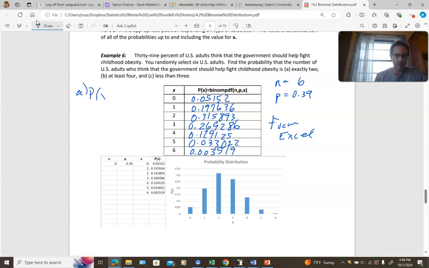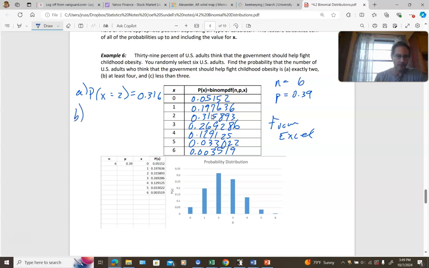All right, now to actually answer part A. The probability that x is equal to exactly 2, so that there would be exactly 2 individuals surveyed that would say yes, they think the government needs to be actively involved in fighting childhood obesity. Well, the probability that corresponds to x equals 2 is, rounded to 3 decimal places, 0.316.